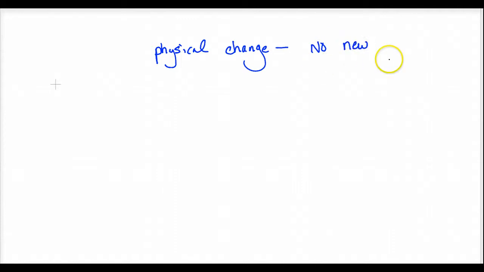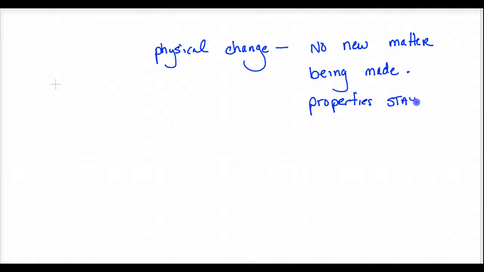Now, what is physical then? Well, a physical change, okay, is one where there is no new matter, we'll use the word substance eventually, being made. If there isn't something new being made, then the properties of that matter, that substance, that compound, that molecule stays the same. So the properties do not change. The properties stay constant.